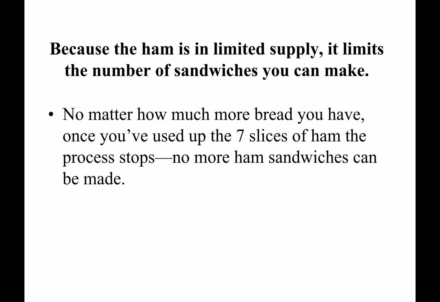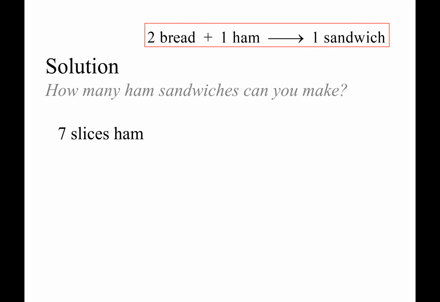Okay. So that's what I said. Ham is the star. Ham is the star. We're going to run out of ham first. Can't make more than 7 ham sandwiches because we only have 7 slices of ham. Unless we cut the ham in half. Ah, exactly. That's true.